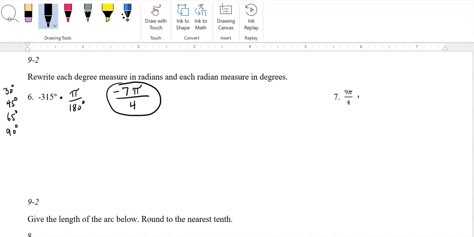Okay, here's a radian measure, and so we're going to convert this into degrees, and so now we multiply by the reciprocal of that earlier factor. So that's going to cancel out pi, and we can go ahead and reduce here. Let's see, 4 into 180 goes 45 times. So now we just need to multiply 45 times 9, and that's 405 degrees.